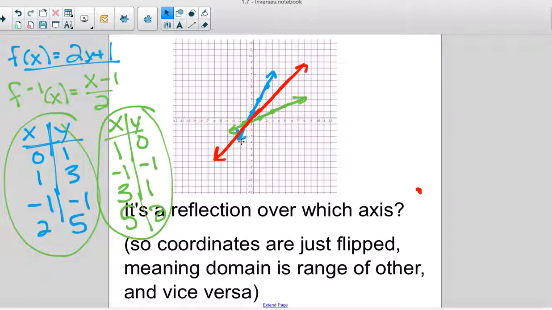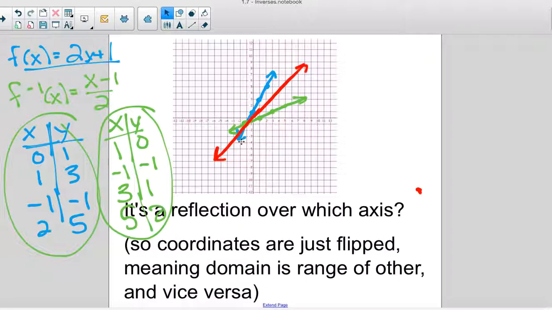So whatever function you start with, the inverse of it will be the exact same shape. It will just be a reflection. So you always want to check those with your answers. Whenever you're solving for an inverse, make sure that it matches the shape of what you originally found.